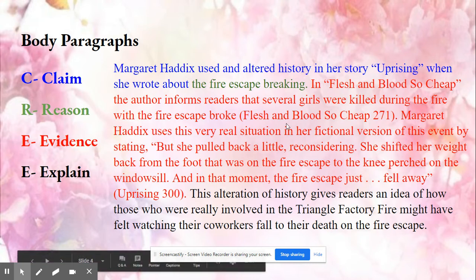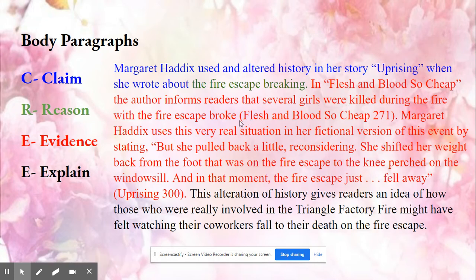Please note, I have my first piece of text evidence up here and my second piece of text evidence down here. I did paraphrase from Flesh and Blood So Cheap, and I did use a direct quote from Uprising. You might want to consider doing the same thing. It might make it a little bit easier for you to write. All of your body paragraphs should be formatted just like this.